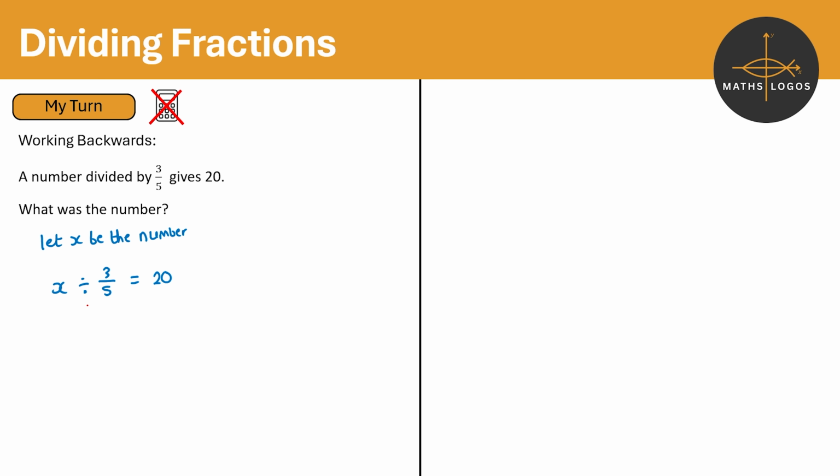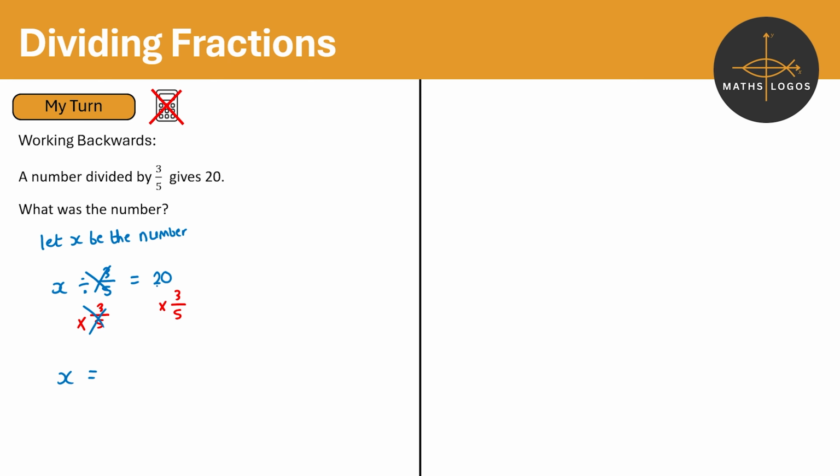What I can then do is use my knowledge of inverse operations to figure out this question. A number divided by 3/5 is equal to 20. If I wanted to undo the division by 3/5, I would have to do the inverse of that, which is to multiply by 3/5. And if I do something to one side of my equation, I have to do it to the other side of my equation in order for it to be equal. Now on the left-hand side, I've taken my number, I've divided it by 3/5, and then I've multiplied it by 3/5. So these cancel each other out, and it just leaves me with my number.